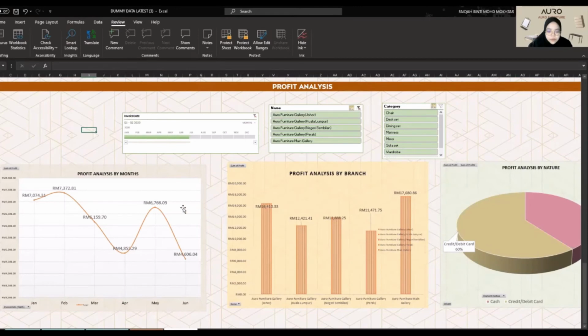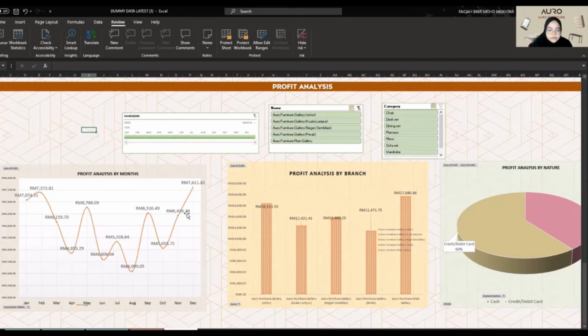Next, let's move on to the profit analysis by months, which is on the left. We choose month for the slicer to easily identify the profit of the month or the profit for the whole year. Here you can see that the highest profit in the total of all months is in December, which is 7,611 ringgit and 83 cents. The lowest profit was in August at 4,099 ringgit and 5 cents.